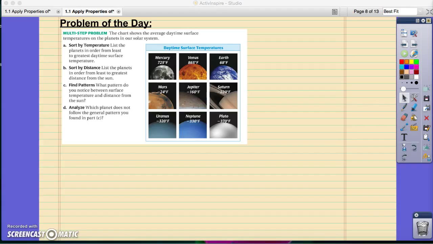Okay? And A, they want you to sort by temperature, list the planets in order from least to greatest daytime surface temperature. B, sort by distance, list the planets in order from least to greatest distance from the sun. C, find patterns. What pattern do you notice between surface temperature and distance from the sun? And D, analyze. Which planet does not follow the general pattern you found in part C?